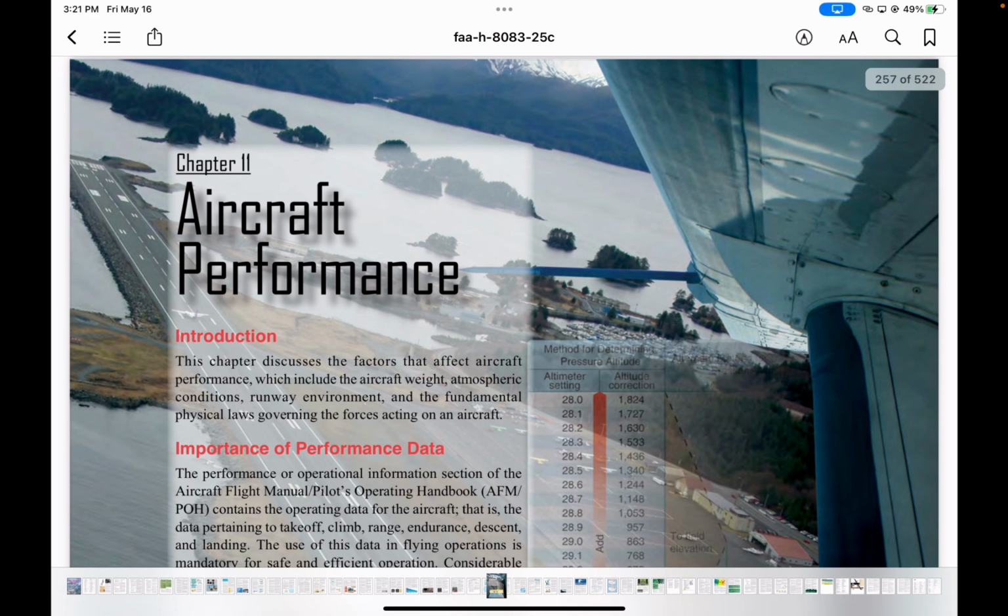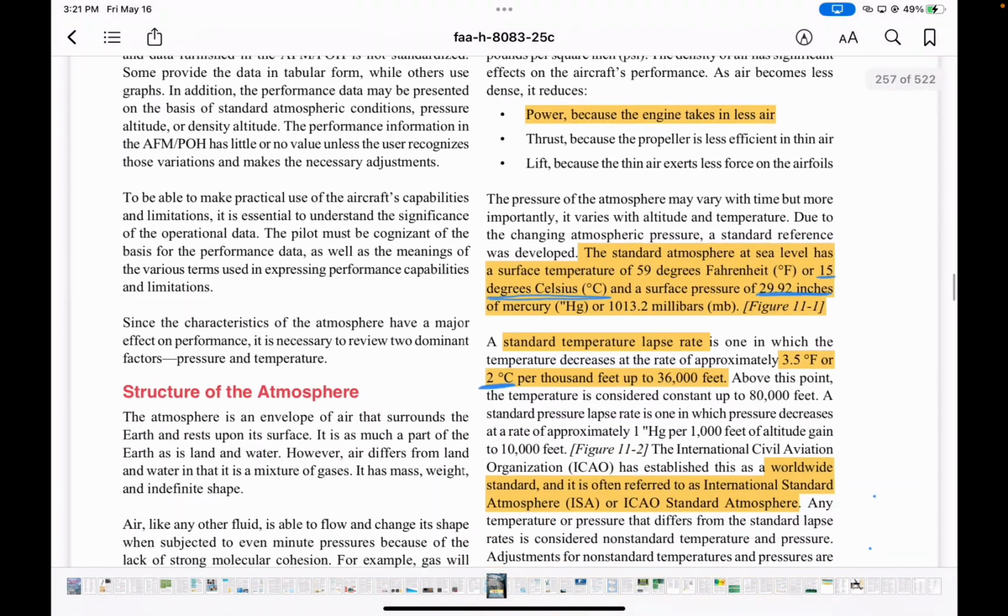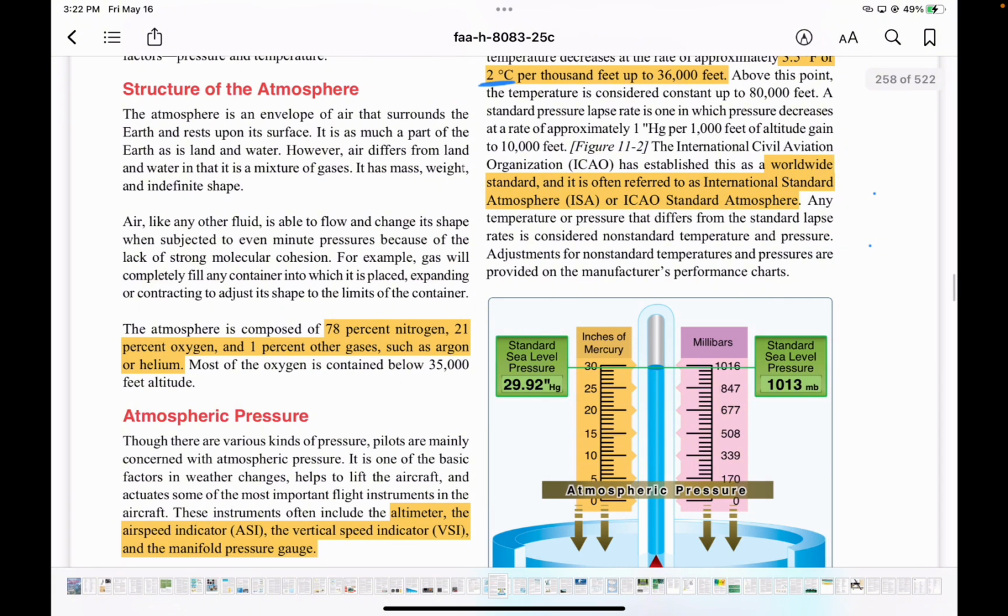So today we are going to talk about aircraft performance. In this video specifically, we're going to talk about density altitude, and how humidity, pressure, and temperature will affect your aircraft performance. So let's dive right into it. The structure of the atmosphere.